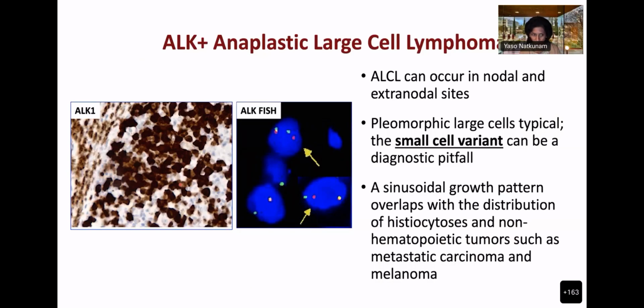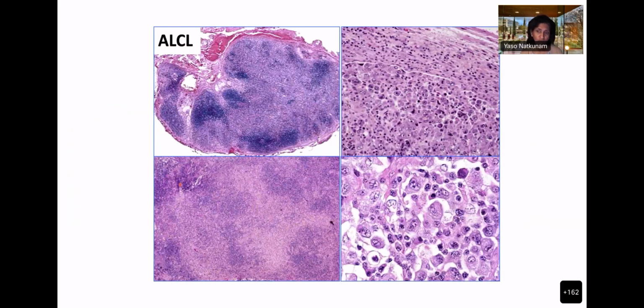But I think somebody answered saying that could be a hallmark cell, and that's exactly right. And then the sinusoidal growth pattern can really overlap with a distribution of histiocytes, so there could be normal histiocytes there that can also mask, and then other non-hematopoietic tumors. So I'm just going to show you some pictures. This is much more typical when you have a pleomorphic set of cells. It's much easier to see. This is also stuffing up, just lots and lots of atypical cells in the subcapsular sinus in this case.